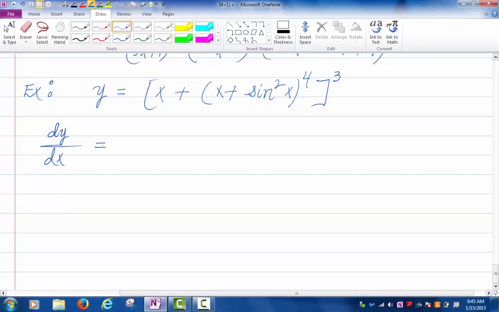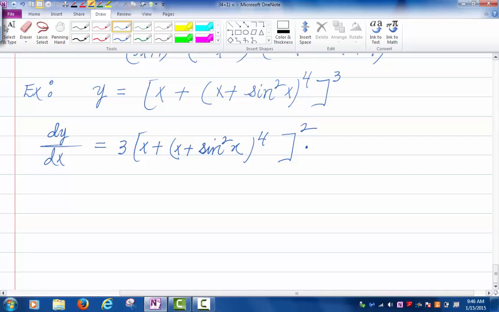Okay, so if the quantity inside the brackets were just x, how would you find the derivative? If the quantity inside the brackets were just x, you would just apply the power rule and say that it is 3 times x squared, right? So assume that the quantity inside the brackets is just x. So if I assume that, then the derivative is 3, the quantity that I am assuming is x, right? And that is x plus sine squared x to the power 4. So assuming that that is x, this is the only derivative, right?